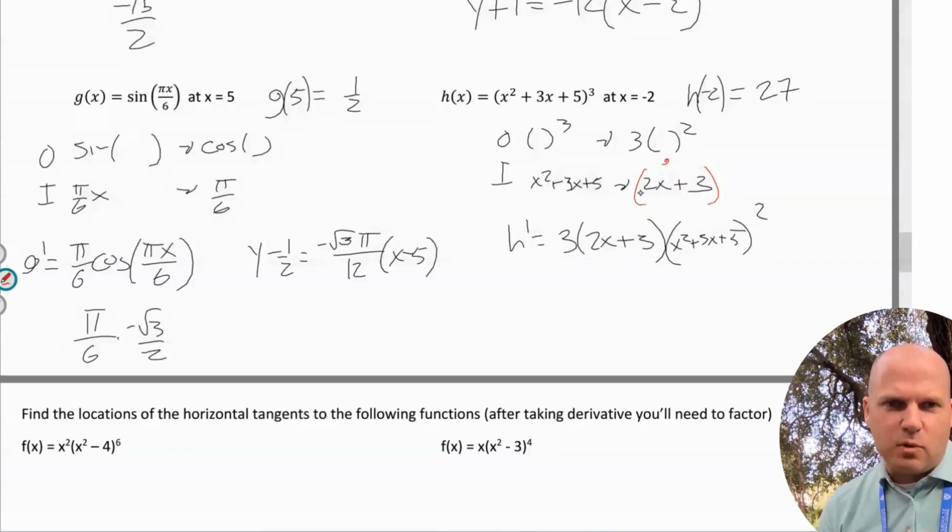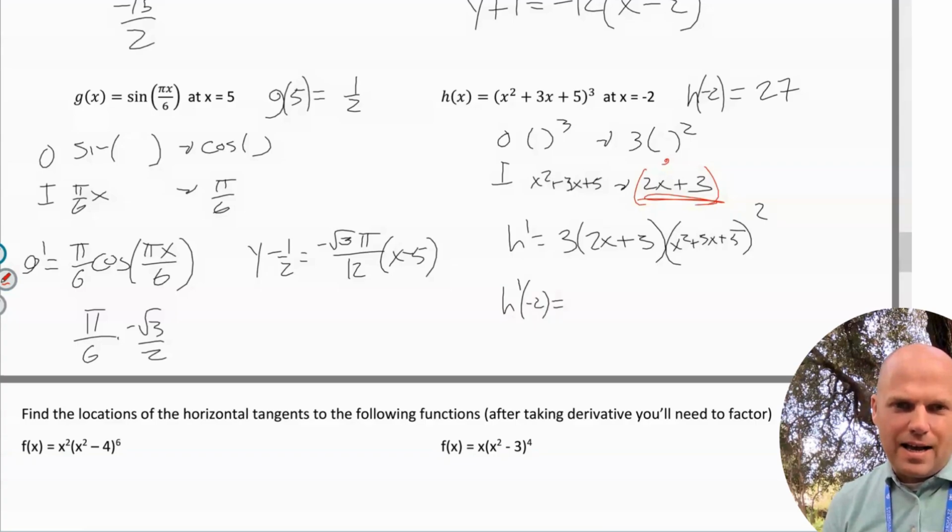If your inside has multiple things, use parentheses. How about that? What do I do? Should I distribute? Should I simplify? No, it's like we just got to plug in. I plug in -2, I get -4 plus 3, which is -1. So I'm going to get -3, and then I'm going to get 3 squared, which is 9. So I'm going to get -27.